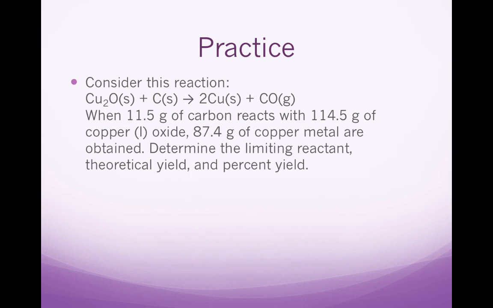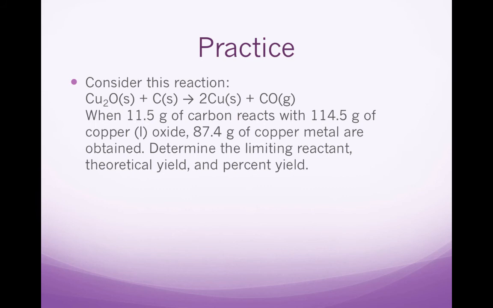We can do the same thing if we're given masses, not moles, just like a couple slides ago. So let's look at this reaction. Here we have copper(I) oxide reacting with carbon to make copper metal and carbon monoxide. When 11.5 grams of carbon reacts with 114.5 grams of copper(I) oxide, 87.4 grams of copper metal are obtained.